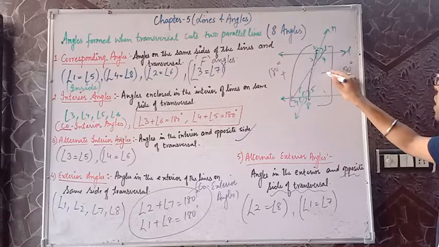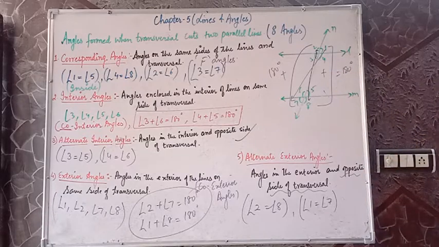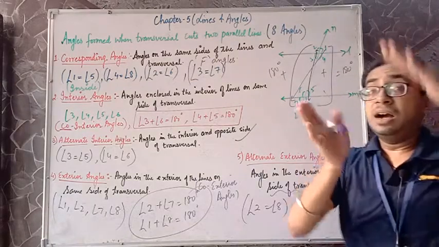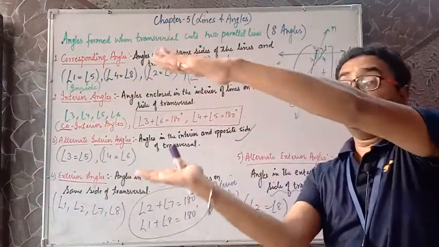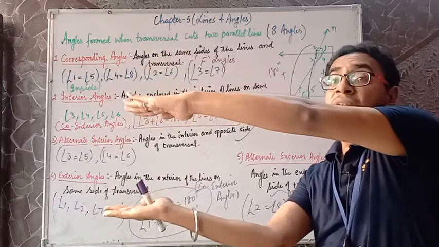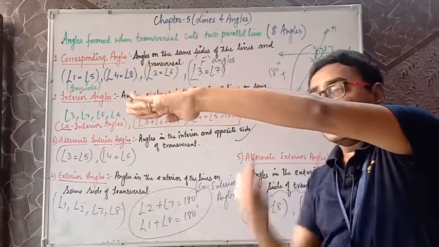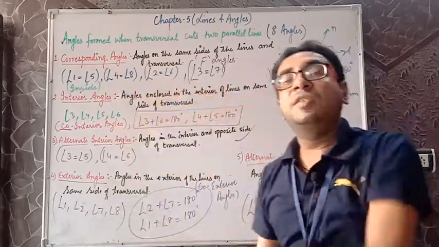Why will it be 180? Again because of parallel lines. If it is not 180, these two parallel lines, if you extend them, will meet at one point. Because if they maintain the distance between them, 180 means they are forming a straight line in between. Straight line. That is why 180.